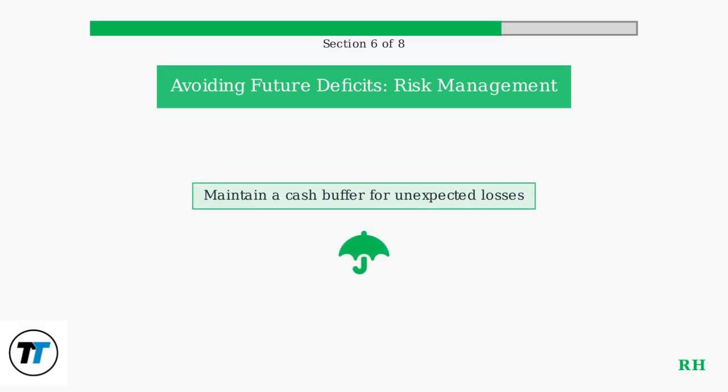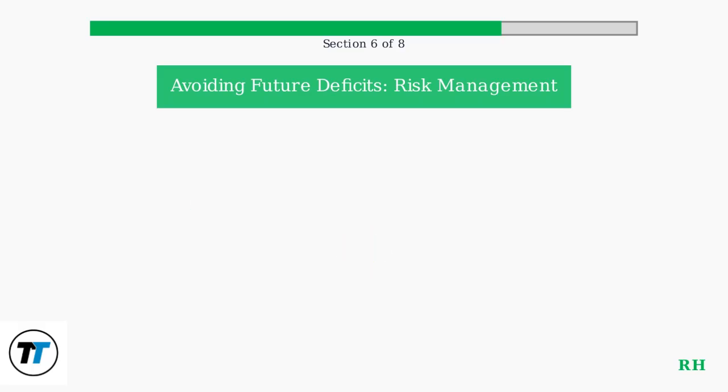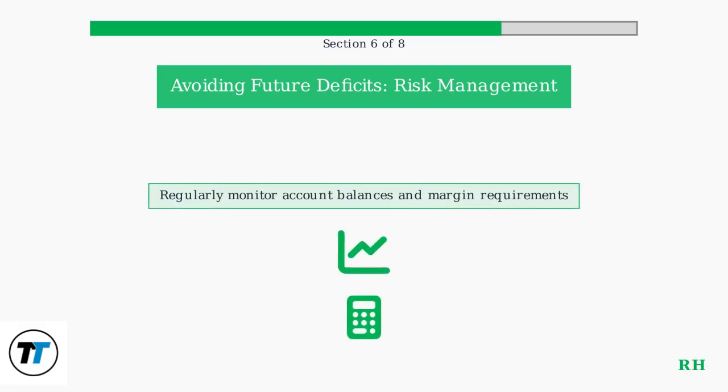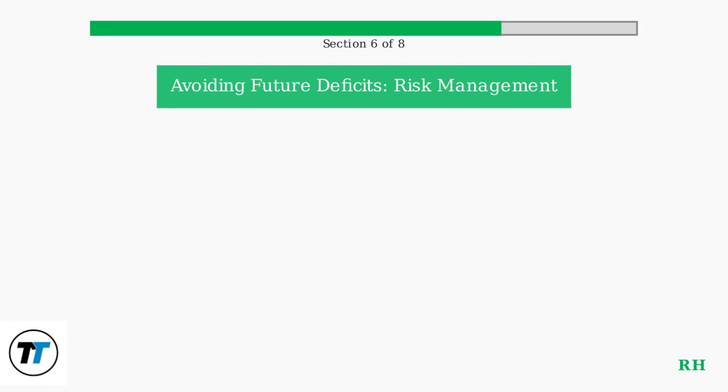Keep a cash buffer in your account to cover unexpected losses. An emergency fund, like the umbrella protecting these financial needs, helps you avoid deficits. Regularly check your account balances and margin requirements. This slide shows how initial margin calculations help you stay within safe limits.